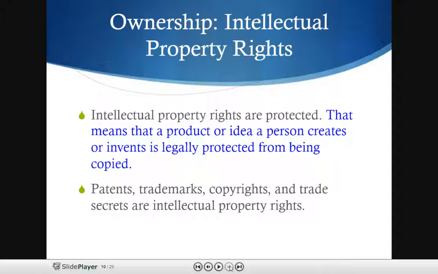Intellectual property rights are another way to own property. Intellectual property rights are protected. That means that a product or idea a person creates or invents is legally protected from being copied. Patents, trademarks, copyrights, and trade secrets are intellectual property rights.